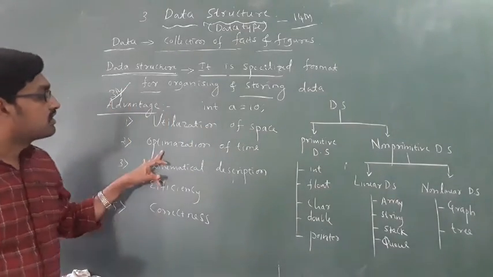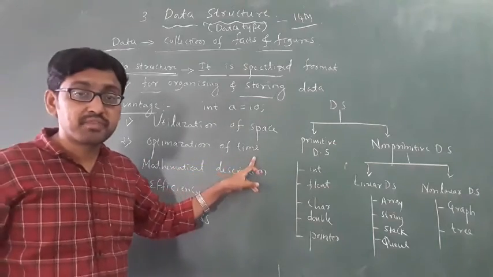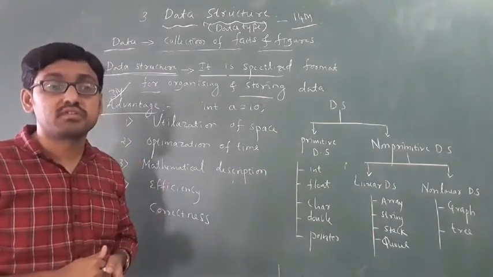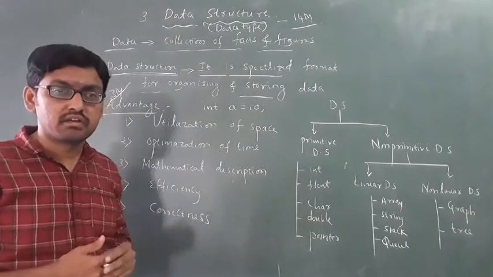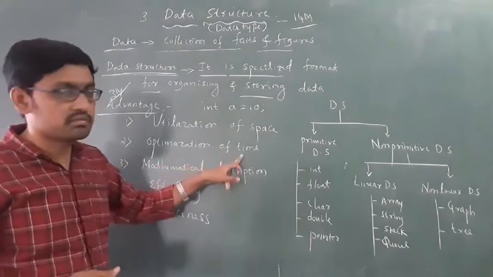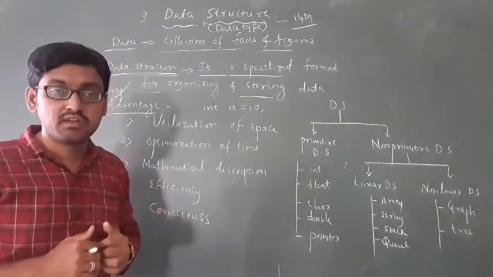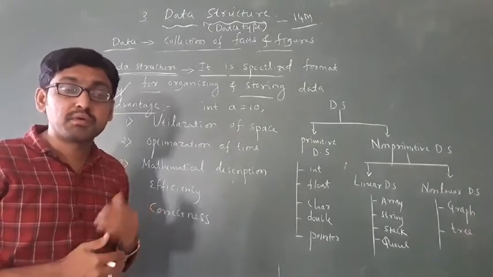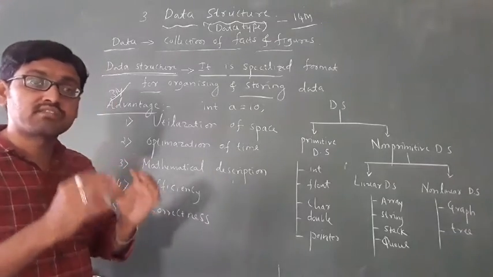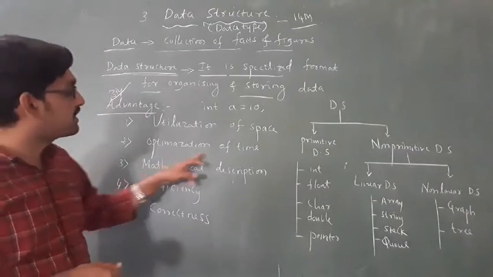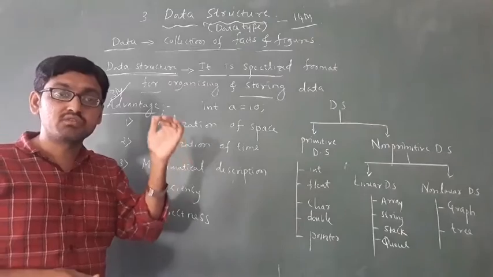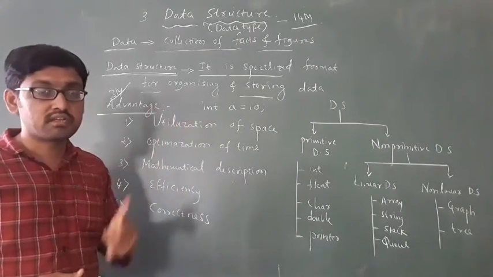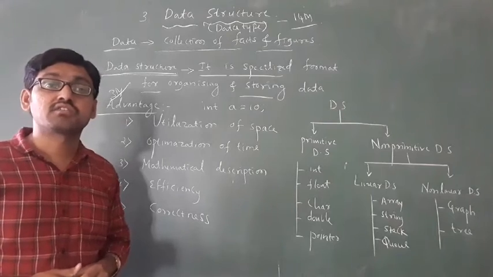Then the second one, optimization of time taken for processing. It reduces the time taken for processing. If you write a program by using a data structure, it takes less time to process the data. Optimization means reducing the time for processing purposes. That is also one advantage of a data structure.